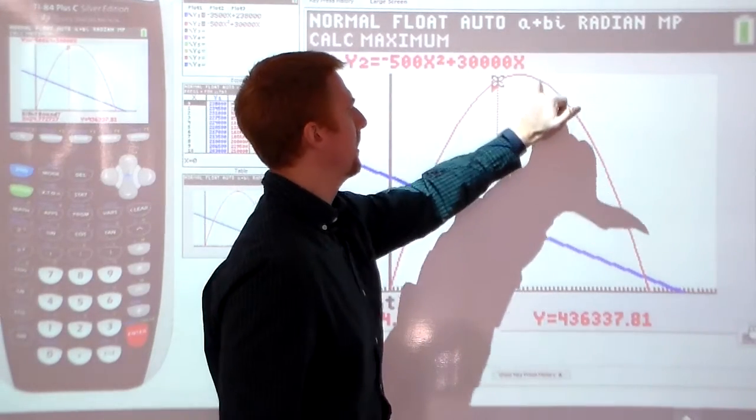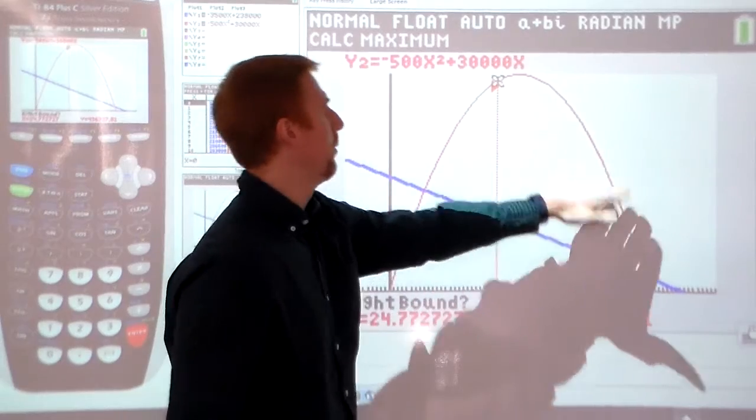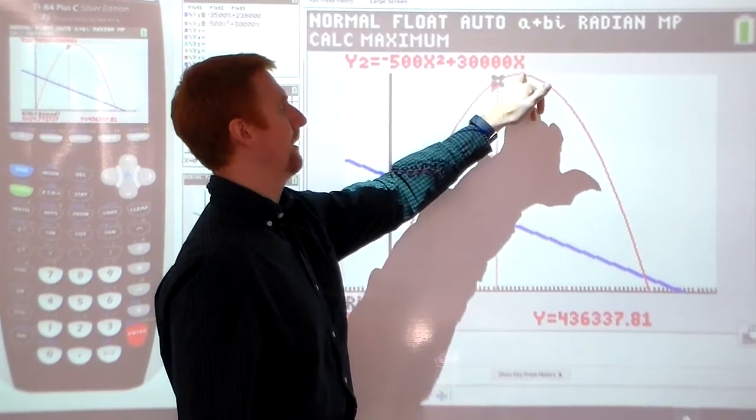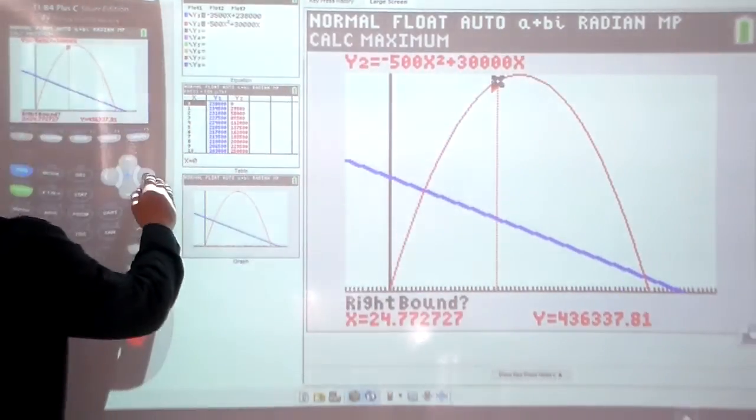That's the maximum. Get over here somewhere. You can go down here if you want, but don't risk it right at the top. Come a little bit further so you know that you're definitely to the right.